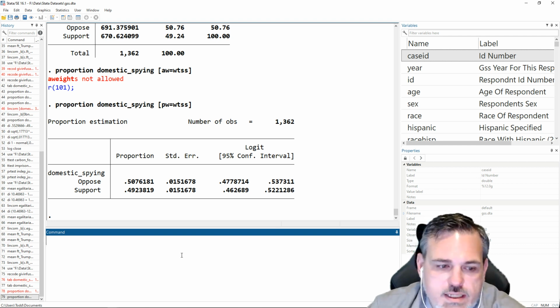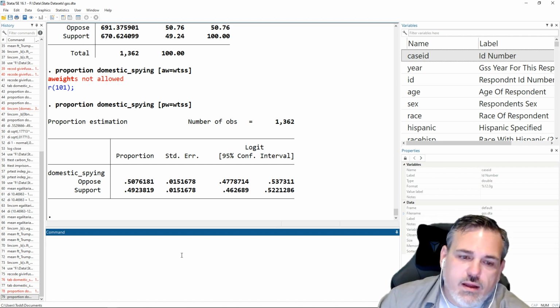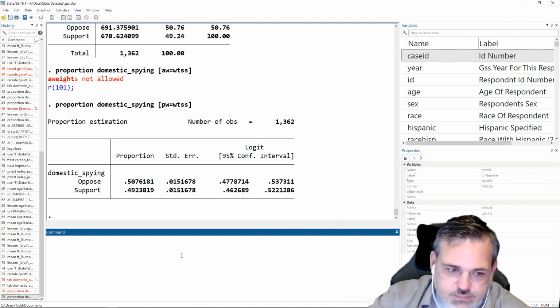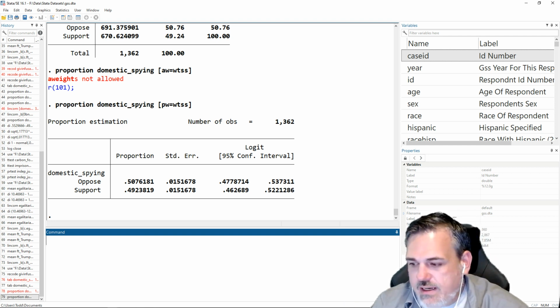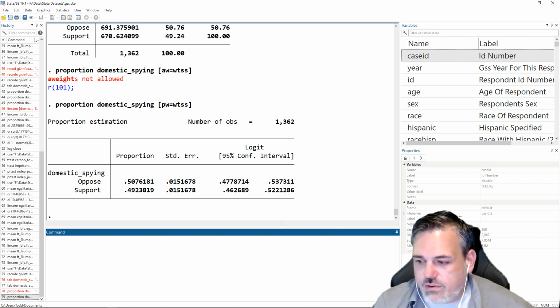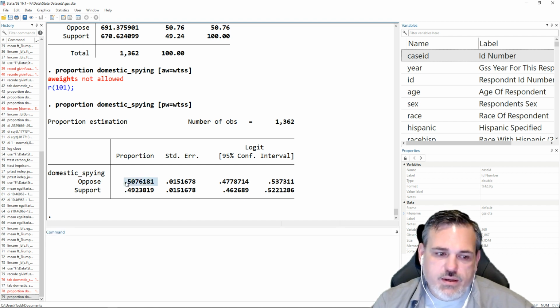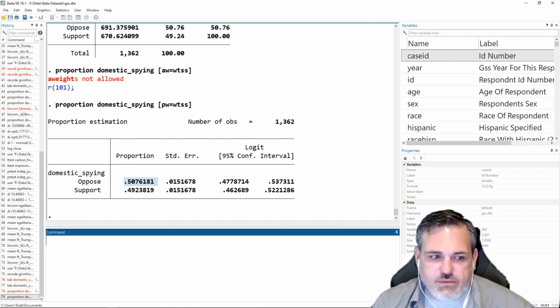And what we can see is here the proportion does not look to be all that different, but that's because we haven't added any real controls yet. And so let's say that we want to see whether this is statistically different from 0.5.